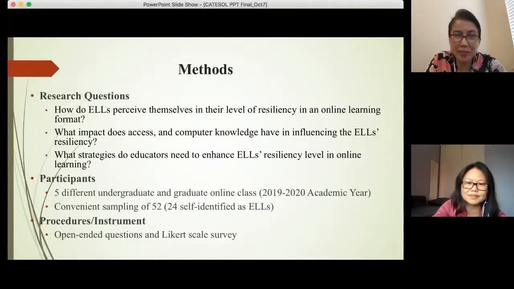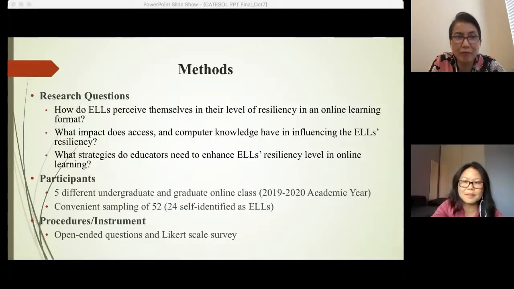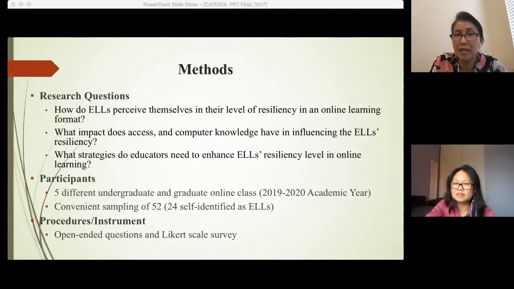So for the purpose of this study, we build upon the current resiliency framework to examine those complex factors that may affect the resiliency of our university English language learners who are engaged in online learning. Specifically, we propose the following research questions listed on our slide. And here they are. Number one, how do English language learners perceive themselves in their level of resiliency in an online learning format? Secondly, what impact does access and computer knowledge have in influencing the English language learner's resiliency? And the third, what strategies do educators need to enhance English language learners' resiliency level in online learning?